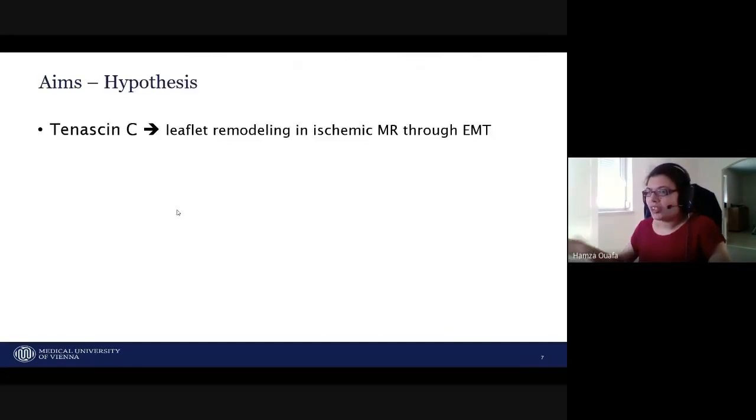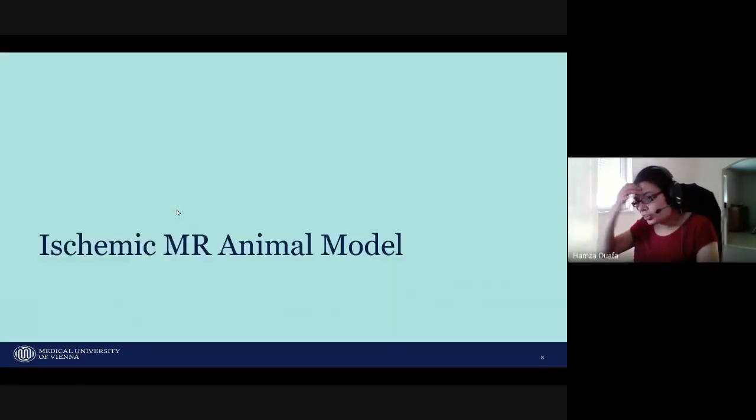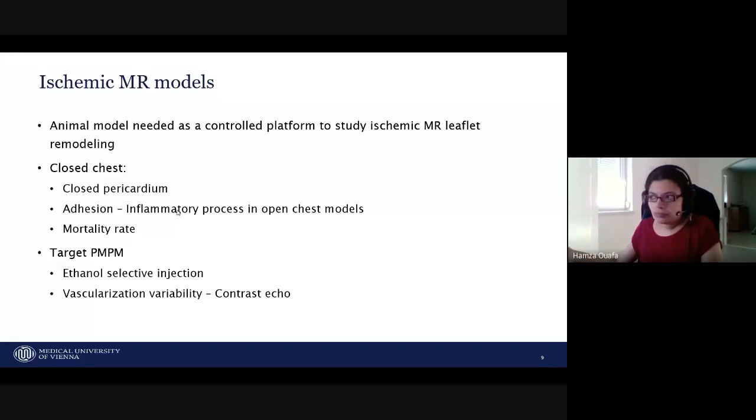So our working hypothesis was: since Tenascin-C could induce epithelial to mesenchymal transition, and since Tenascin-C was involved in cardiac remodeling after myocardial infarction, then probably Tenascin-C could also play a role in the leaflet remodeling in ischemic mitral regurgitation, and this through EMT, the endothelial to mesenchymal transition. In order to study these mechanisms, we first had to establish an animal model of ischemic mitral regurgitation. And to do so, we chose to work on a closed chest animal model.